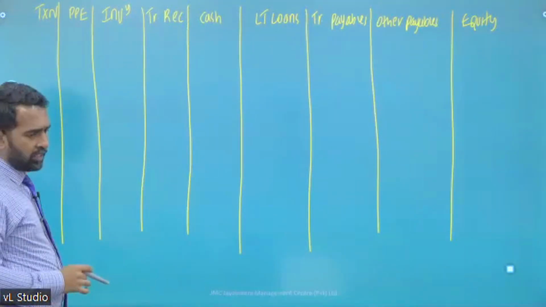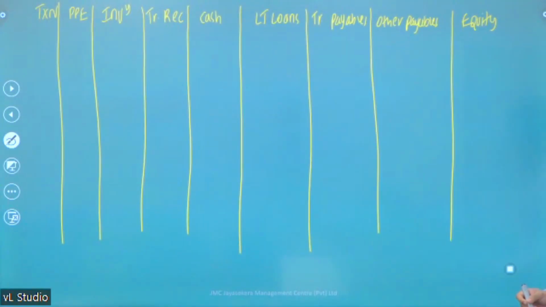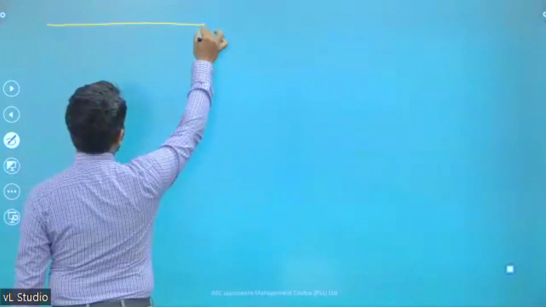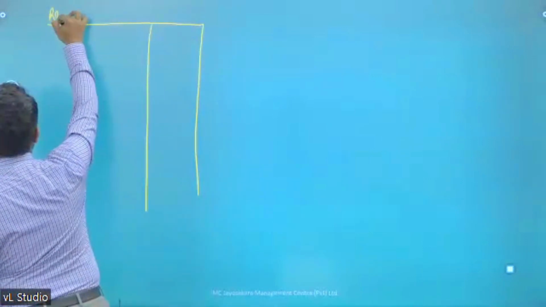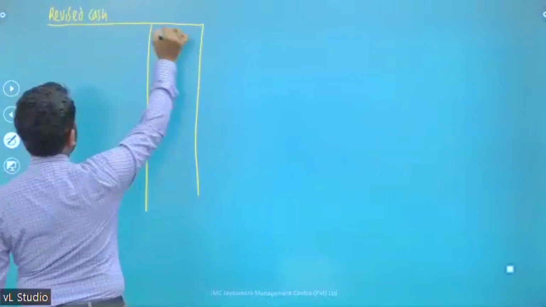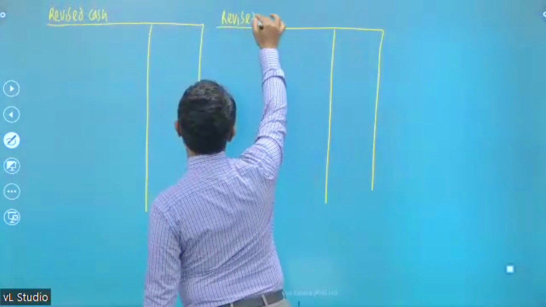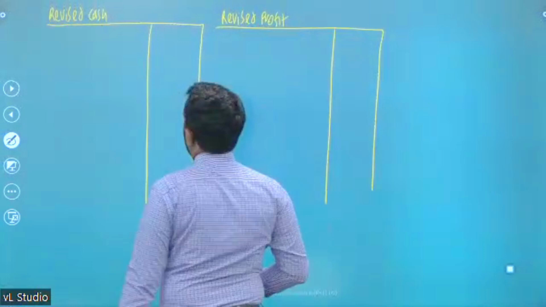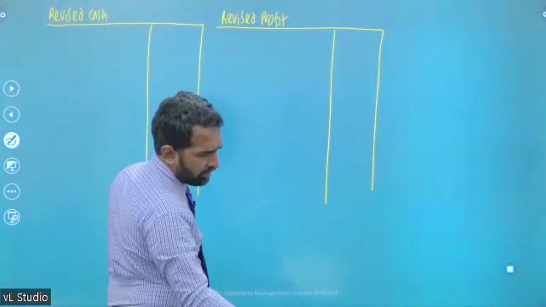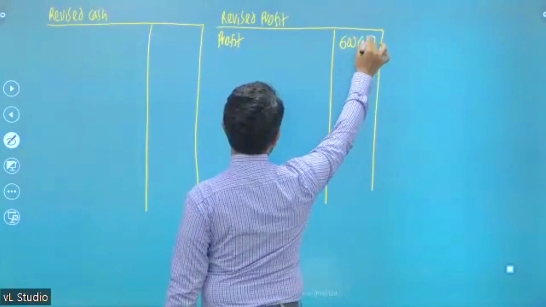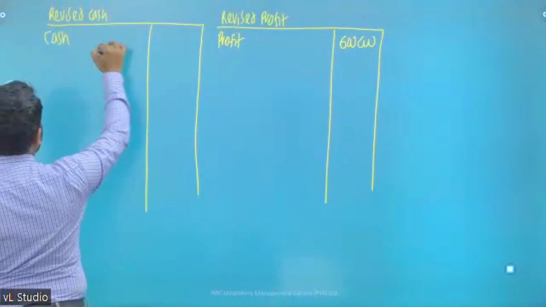Okay. So there are 10 transactions we need to record. Not only that, you are supposed to calculate the revised cash balance and the revised profit. So for that we will even open up a statement. You need to calculate the revised cash balance and the revised profit. As per the information given, the profit so far is 600,000 and the cash so far is rupees 50,000.